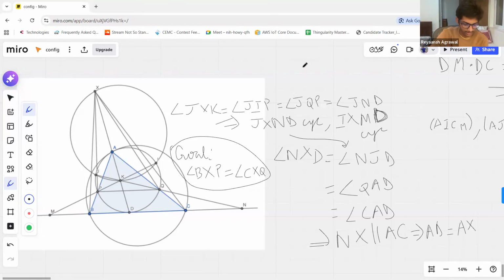X and D are right now the most important points in the diagram, right? Can we look for some more cyclic quadrilaterals with them? Okay, XBDQ and XCDP. So how do you prove, for example, that XBDQ is cyclic?